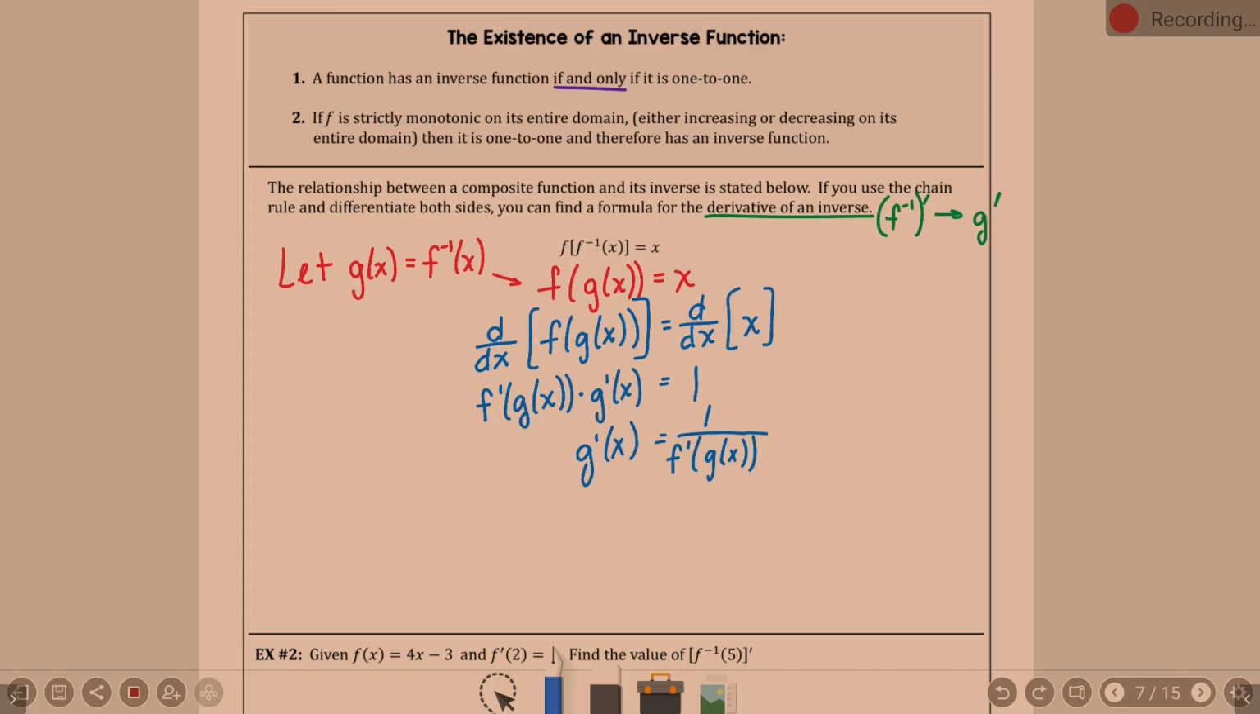Now, we've solved for the derivative of the inverse. I'm going to go back now and substitute in. g of x was f inverse of x. So the derivative of f inverse of x is going to be equal to 1 over f prime of f inverse of x. All I did there is take my g's out and put my f inverses back in, and I kind of made it ugly again. But this is the formula we think of.